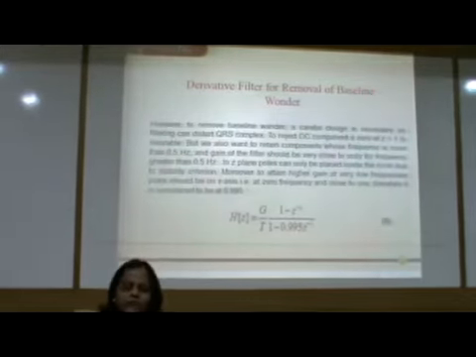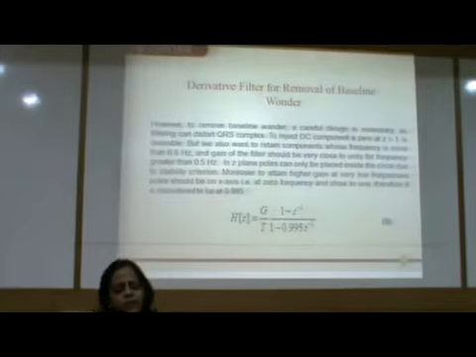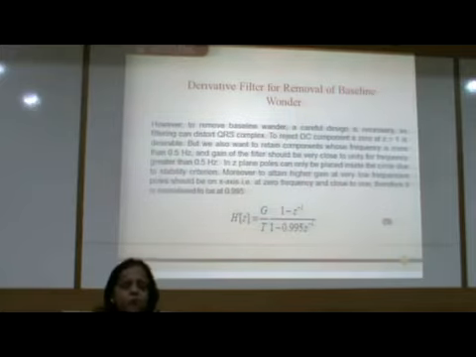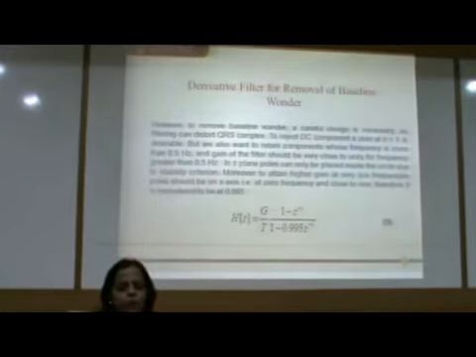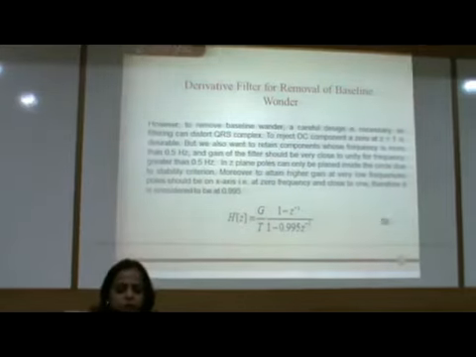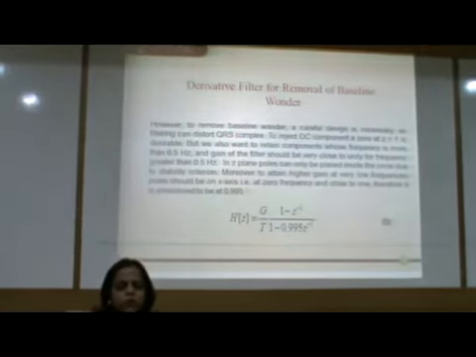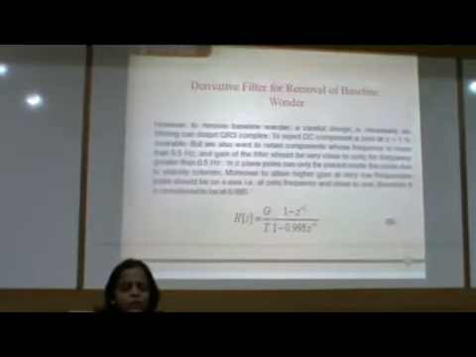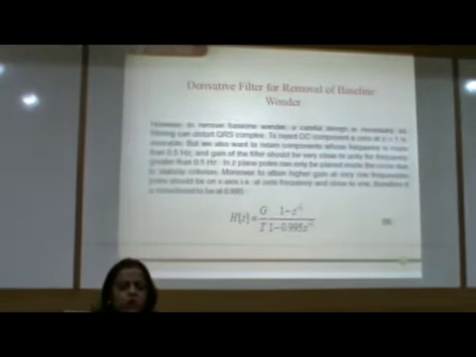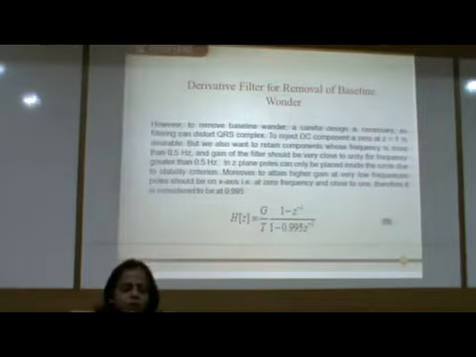However, to remove baseline wander, a careful design is necessary, as filtering can distort the QRS complex. To reject the DC component, a zero at z equal to 1 is desirable, but we also want to retain components whose frequency is more than 0.5 Hz, and the gain of the filter should be very close to unity for frequencies greater than 0.5 Hz.